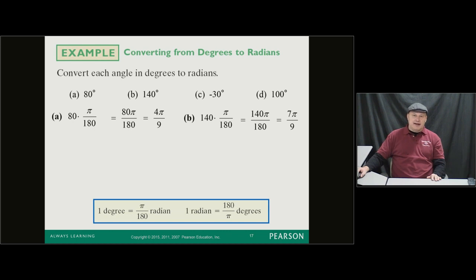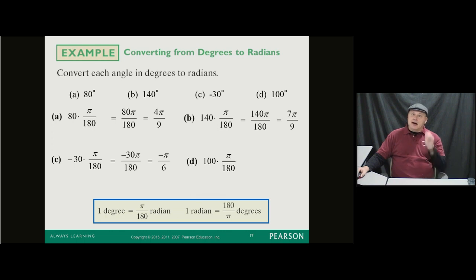Now think about pi. Pi is half of a revolution. 7/9 of a pi is, well, it's 7/9 of half of a revolution. So you end up in the second quadrant. So 7 pi over 9. Now negative 30 degrees is negative 30 times pi over 180. And that reduces to negative pi over 6.